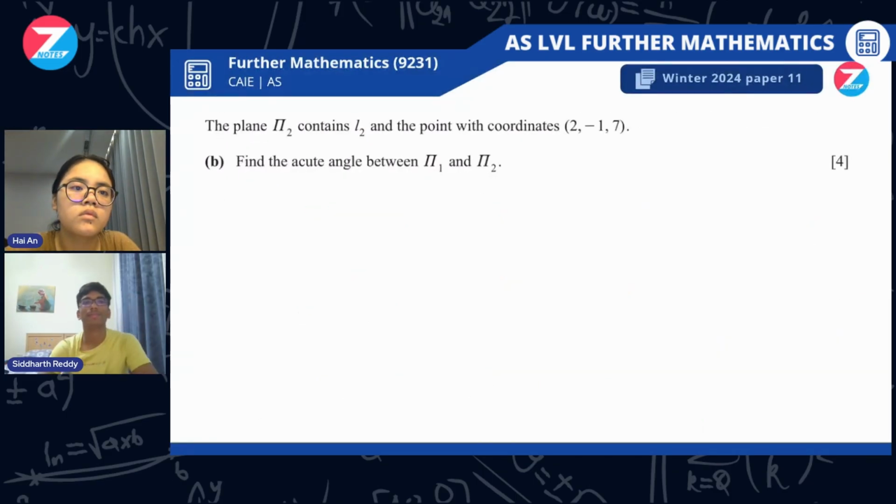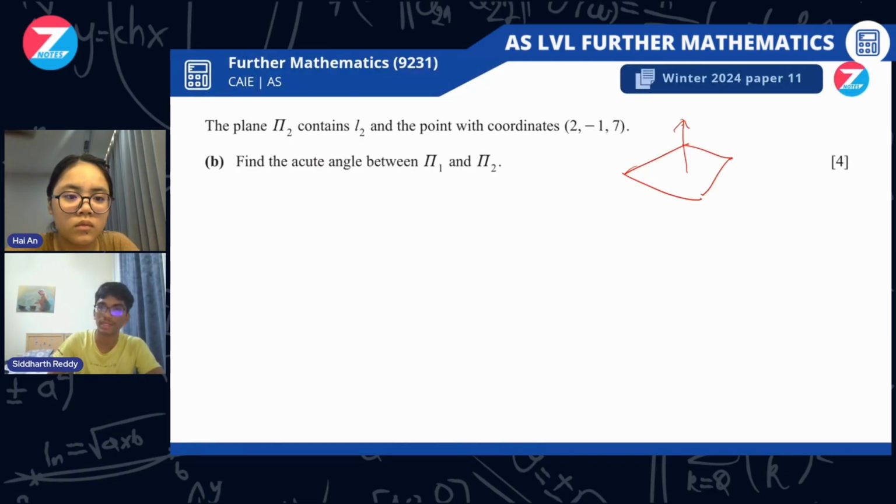Okay. The plane pi2 contains L2 and the point with coordinates (2, minus 1, 7). Find the acute angle between pi1 and pi2. So same thing as before. So the formula for the angle between two planes. Actually, for two planes, their direction is mainly determined by the normal vector. So in order to find the angle between the two planes, we first need to find the angle between the two normal vectors.